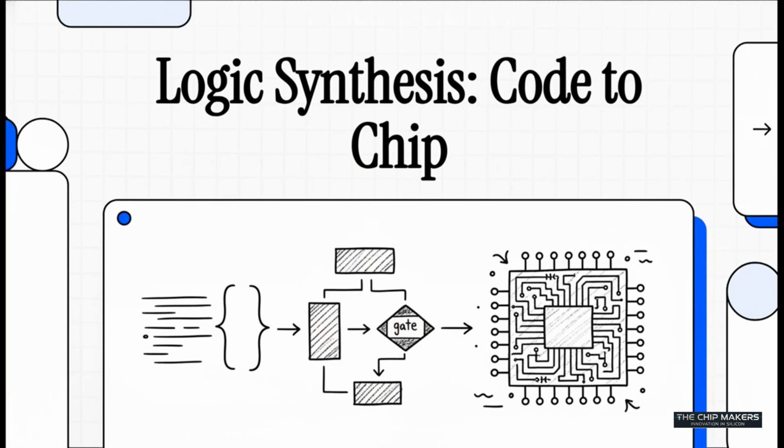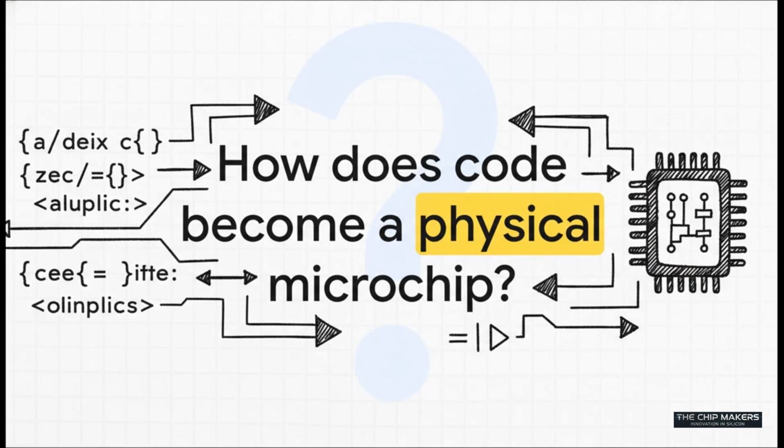Have you ever really thought about how the code a chip designer writes, something that's totally abstract, turns into the actual physical silicon chip that powers your phone or your computer? Well, today, we're going to pull back the curtain and dive into the magic that makes it all happen: logic synthesis. This is the big question at the heart of all modern electronics, right?